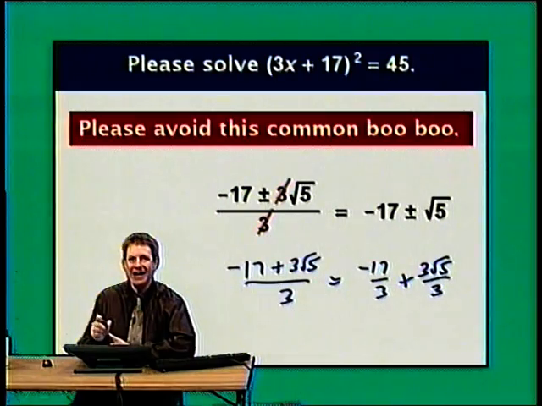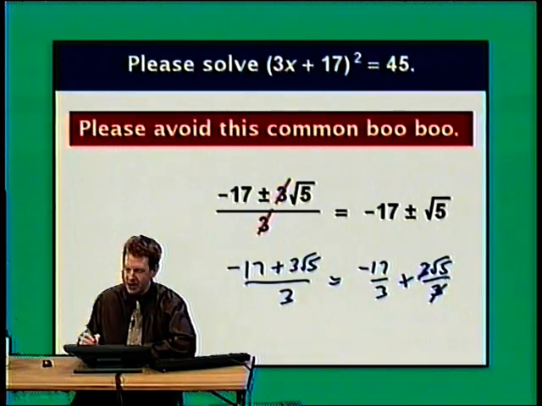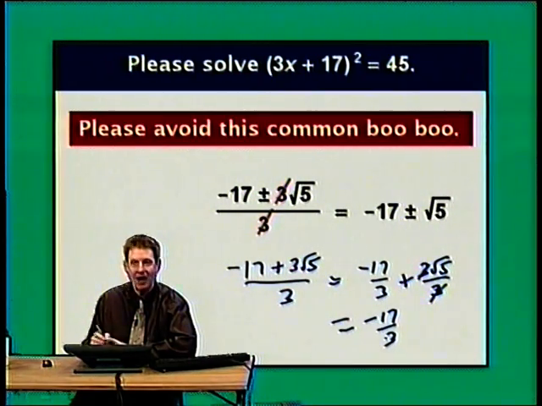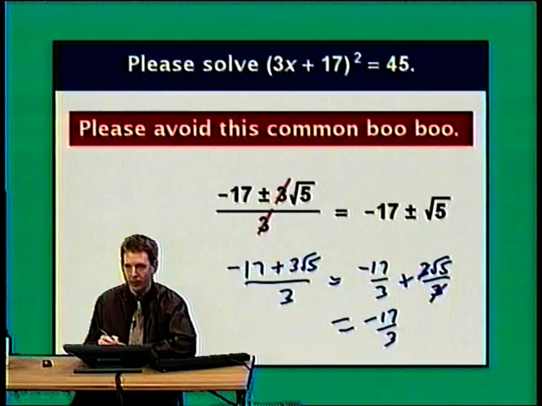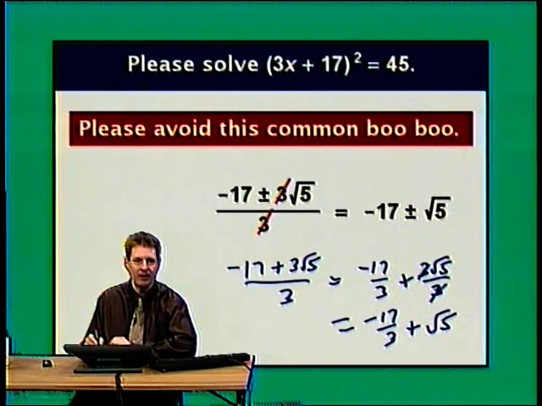Now, 3 is a factor of the numerator of the second fraction, so the 3's do divide to 1 in the second fraction. But check it out. I have negative 17 thirds plus the square root of 5, and that definitely does not equal negative 17 plus the square root of 5. So this is definitely incorrect.